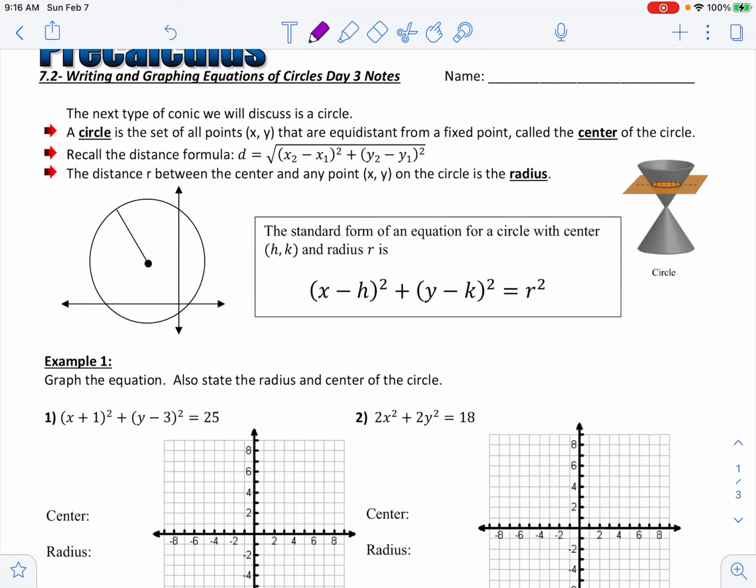All right, our next conic section is a circle. Circles you've worked with before. We've done equations of circles in Integrated, so we're going to graph them and write them today, but it should be something that you're like, okay, I kind of remember doing this before.